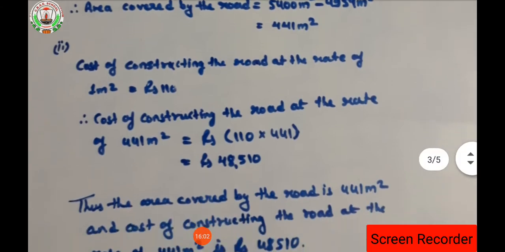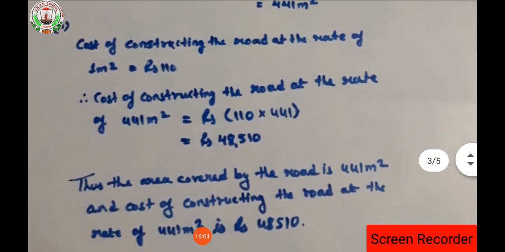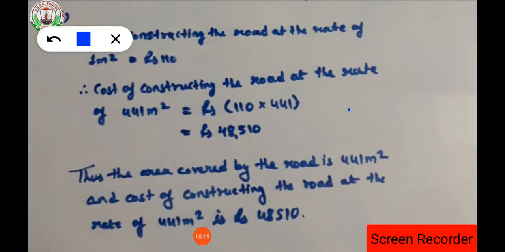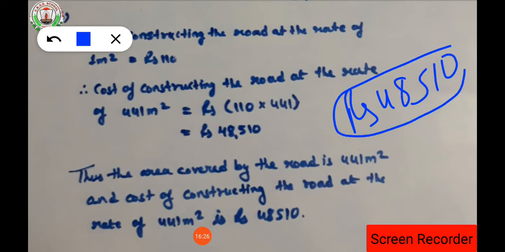So clear everyone why we are multiplying this? So cost of constructing the road at the rate of 1 meter square is rupees 110, so 110 into 441 will be multiplied to get the required answer as rupees 48,510. So this is the total cost for constructing the road at the rate of 1 meter square is equals to rupees 110.